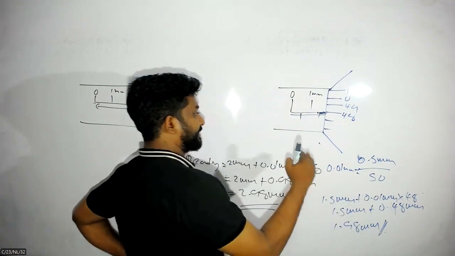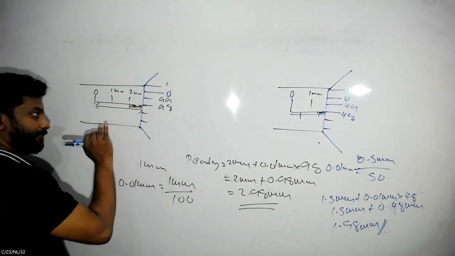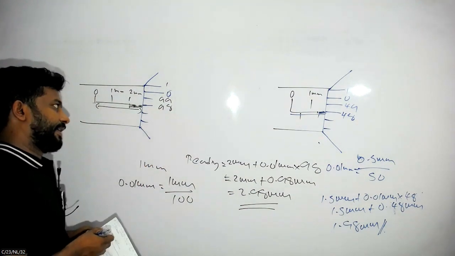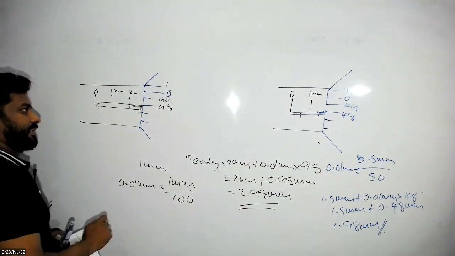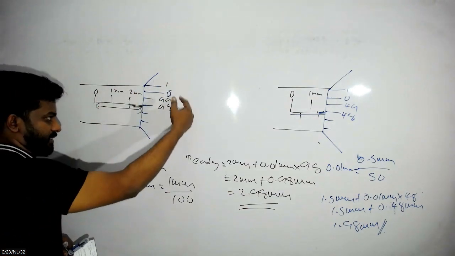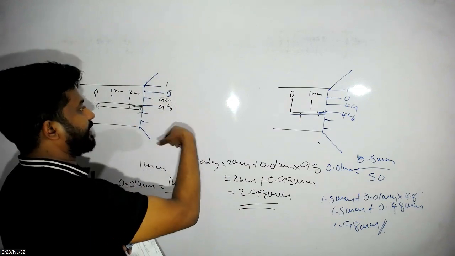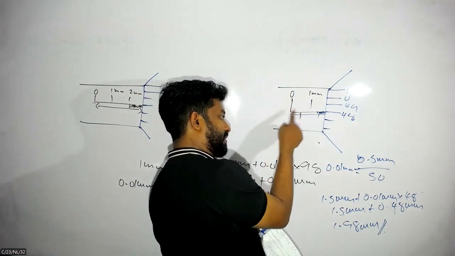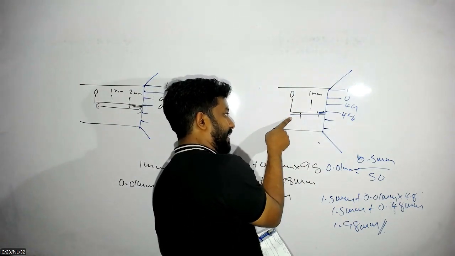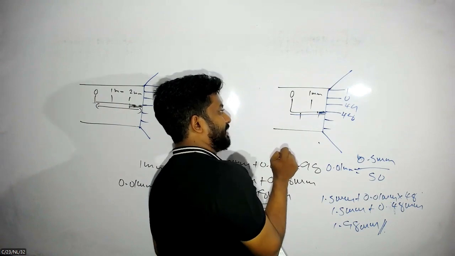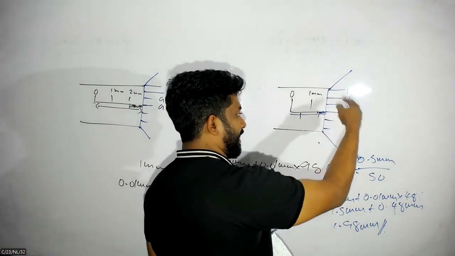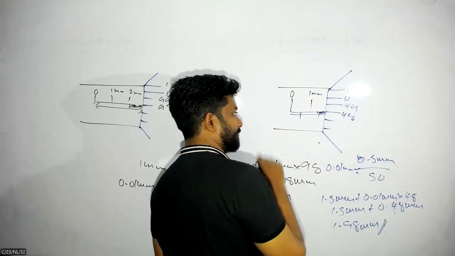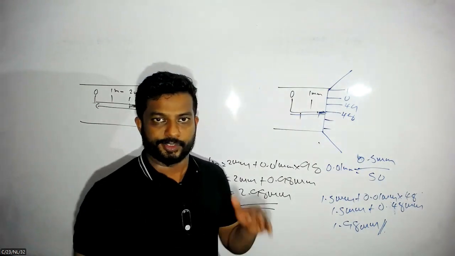Now you have revised all the theory points related to the basic micrometer screw gauge, right? If the main scale is calibrated in 1 millimeter, the circular scale is divided into 100 divisions, and the pitch is 1 millimeter. If the main scale is calibrated in 0.5 millimeter, then the circular scale is divided into 50 divisions and the pitch of the screw is 0.5 millimeter. These are the basic theory points you should know.